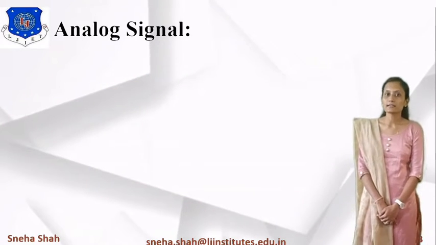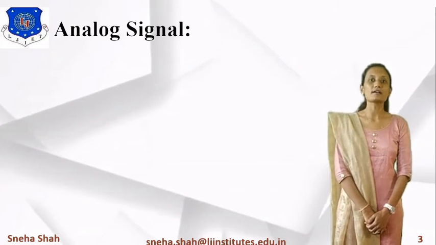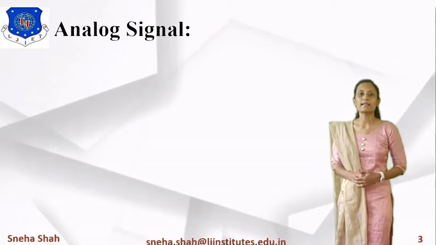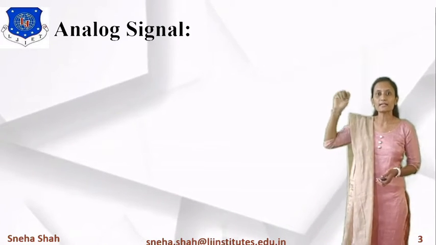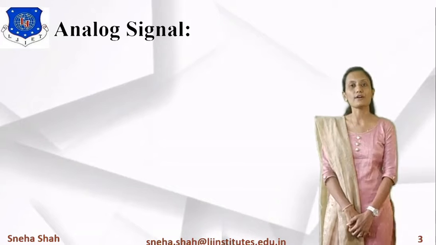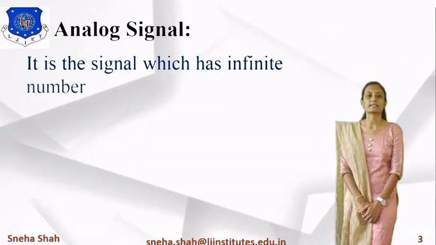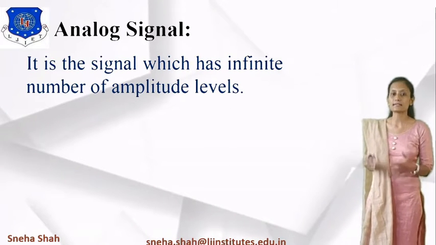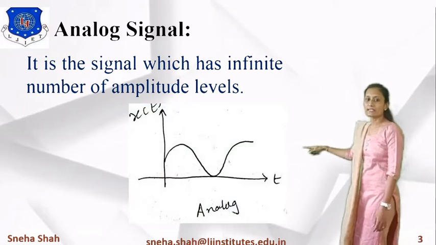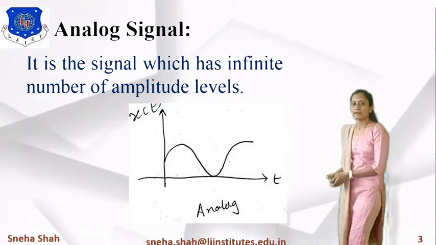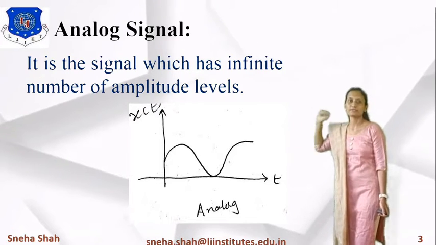Now if we define the first signal type, it is the analog signal. What is an analog signal? An analog signal is a signal which has an infinite number of amplitude levels. If we draw the analog signal, it will look like this. From this diagram, you can see that it has an infinite number of amplitude levels.